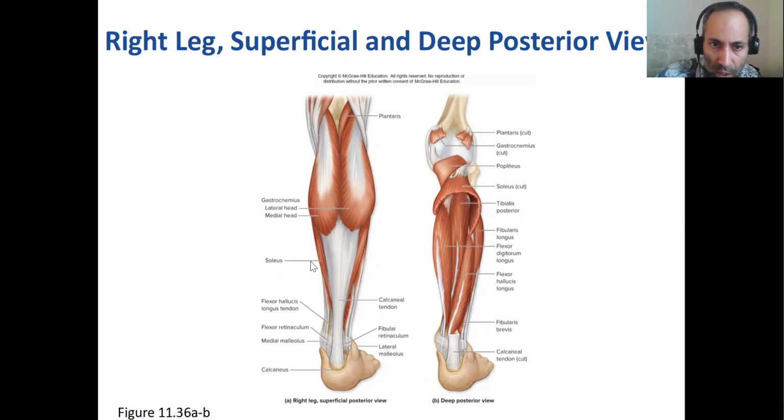And then you have some of the other weaker muscles like the soleus muscle. All of them plantar flex the foot, move the foot down. Plantar flexion, okay?